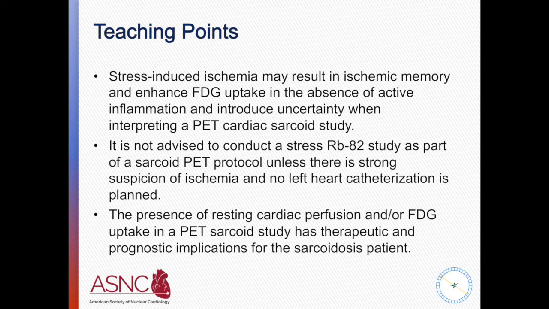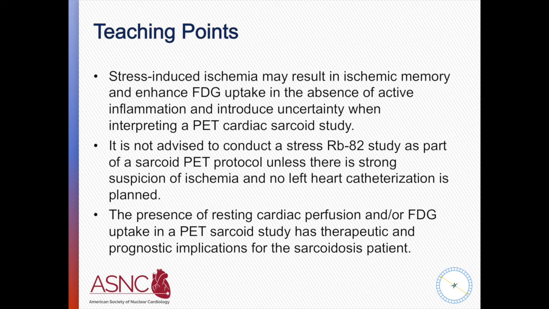And the next point? I think you touched on that a little bit. In the ideal scenario, you would just do resting and FDG, focusing only on the sarcoid perspective, and try to address the ischemia component either by doing a coronary angiogram or a different test, or in different sessions.